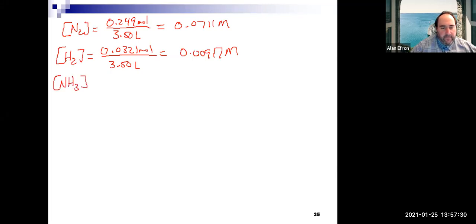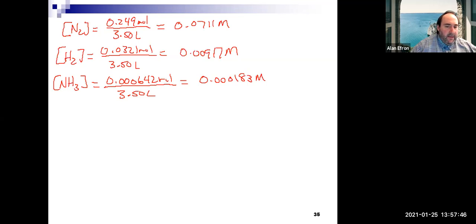And lastly, our NH3, 0.0000642, I think, moles divided by 3.5 liters, going to get us 0.000183 molar. Any questions on how to calculate the molarity there?